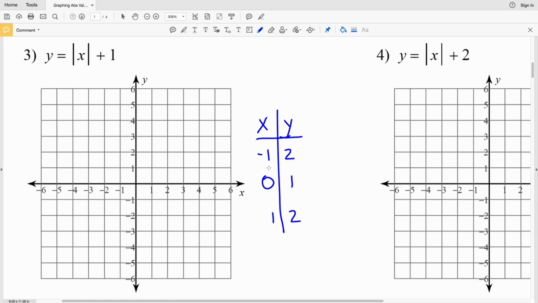Now we have 3 points, including our turning point, so let's go ahead and graph this. -1, 2, 0, 1, and 1, 2.